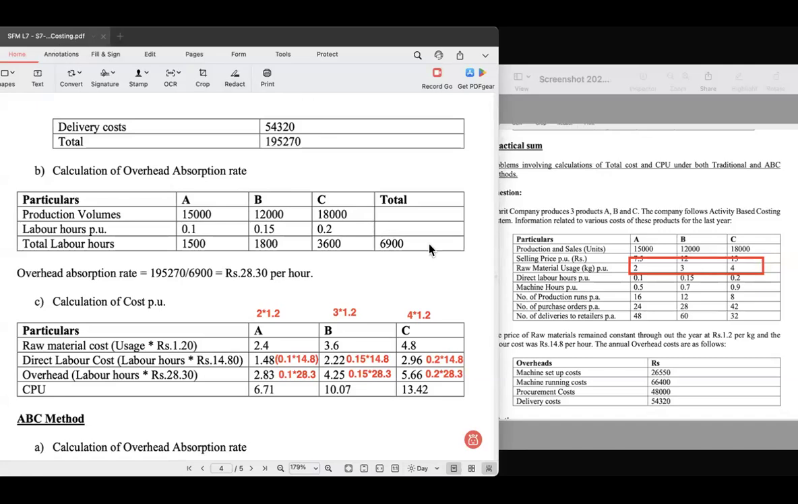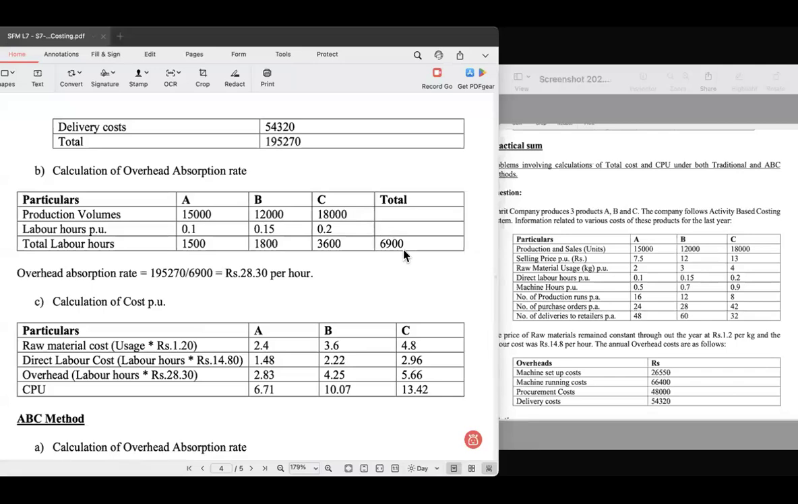Is it similar to the answers given on the document? Any differences? No? It's the same? Sure? Yes. Okay, great. Let's move on. So far, did you understand? Yes? Everyone got it? How about the others?